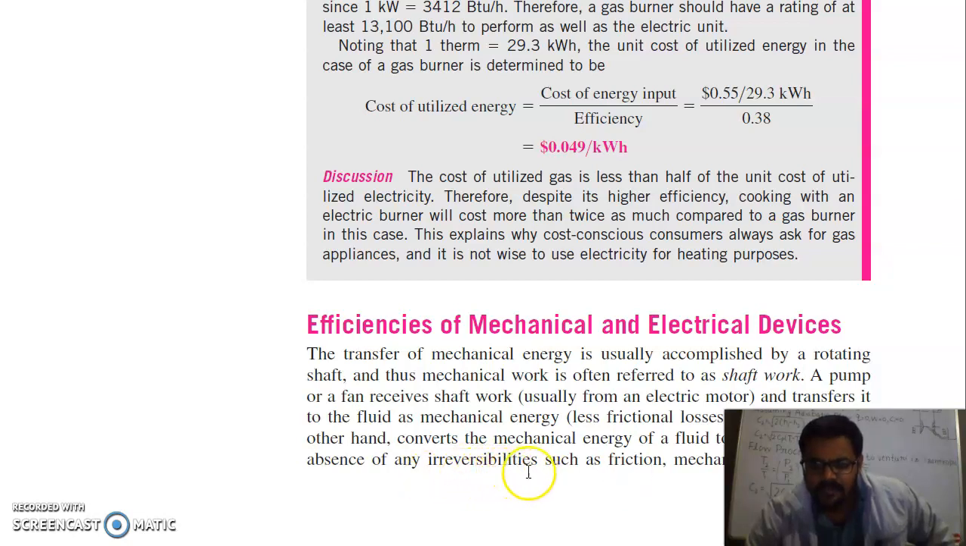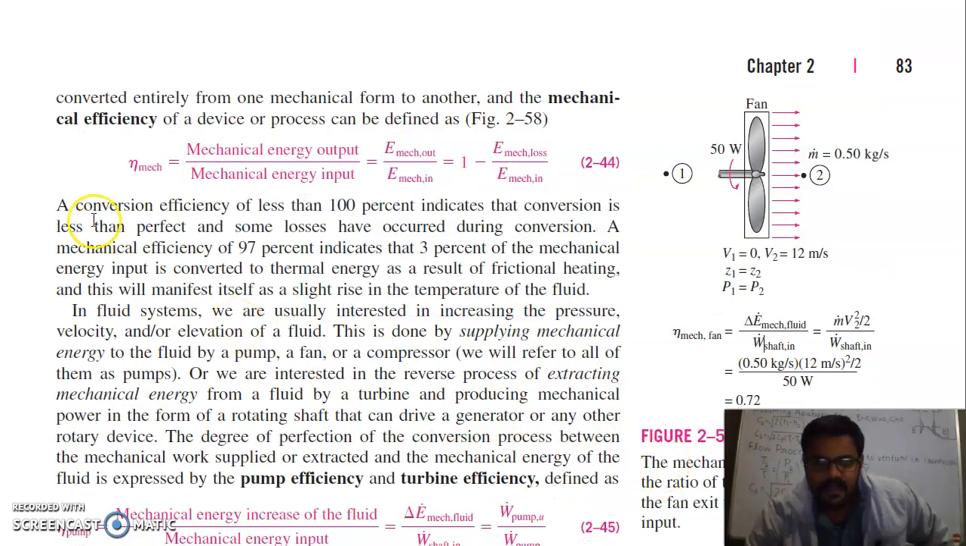In the absence of any irreversibilities such as friction, mechanical energy can be converted entirely from one mechanical form to another, and the mechanical efficiency of a device or process is defined as the mechanical energy output divided by the mechanical energy input. You can take the example of this fan here. The energy supplied to this fan is 50 watt. This fan rotates, and due to the rotation of the blades, the air moves with a mass flow rate of 0.50 kg per second, and this fluid will move at a velocity of 12 meter per second, while the initial fluid velocity is 0.